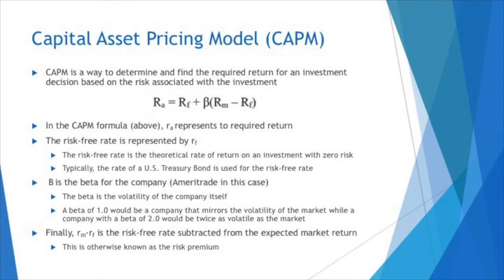The capital asset pricing model is a way to find the required return for an investment based on the risk factors involved. A higher risk investment should result in a higher required return to compensate for this level of risk. This slide shows the capital asset pricing model formula where R sub A represents the required return. The risk-free rate is represented by R sub F and is the theoretical rate of return of an investment that does not have any risk. Usually the rate of a U.S. Treasury bond is used for this number. The beta of a company is represented by B, and this is the volatility of the company itself. A beta of 1 would be a company that mirrors the volatility of the market, while a beta of 2 would be a company that is twice as volatile. The last term is the expected market return minus the risk-free rate and is otherwise known as the risk premium.